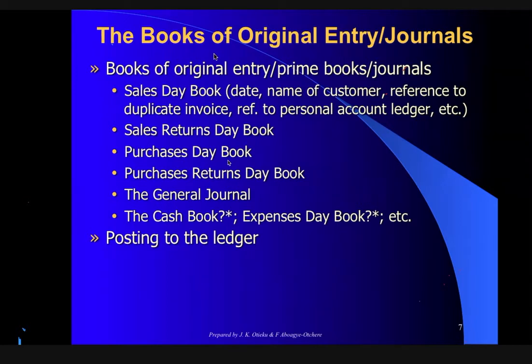Then we have the cash book, but the cash book has an interesting feature because it works as both a journal and a ledger. When you look at the cash book, it records your cash transactions and your bank transactions as well. If there were any discounts given, you also record them in your cash book. So your cash book basically deals with the transactions involving your cash and your bank.